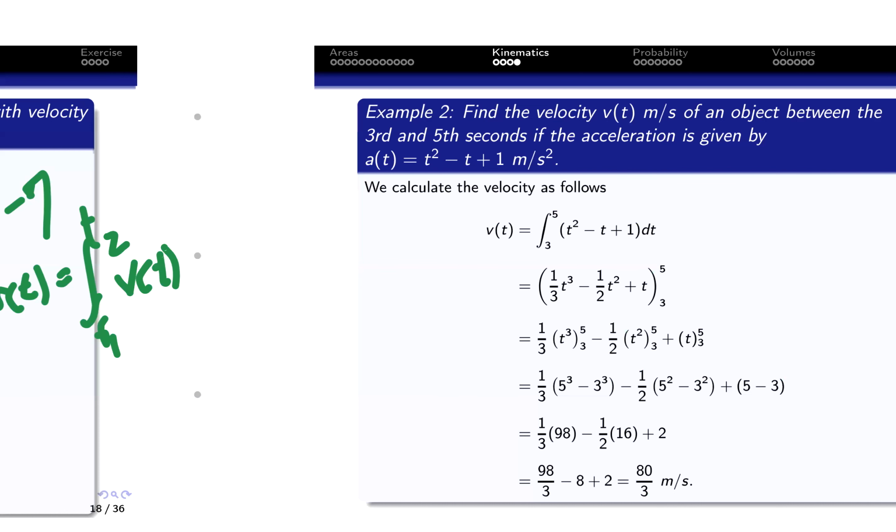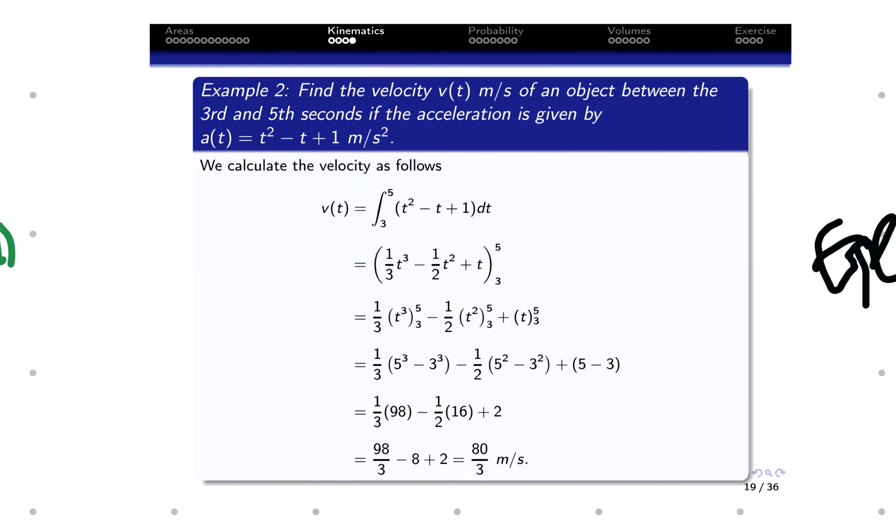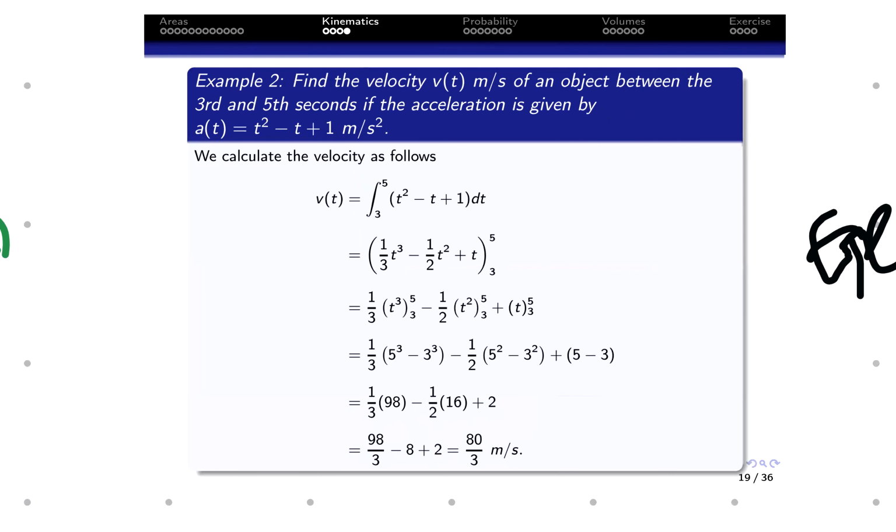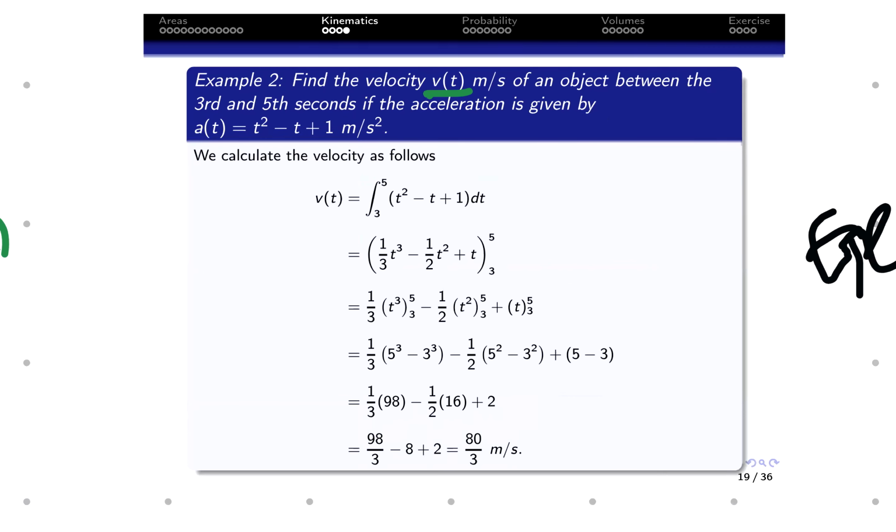So find the velocity v of t, in meter per second, of an object between the third and fifth seconds if the acceleration is given by a of t equals t squared minus t plus 1 meter per squared second. All right. So we calculate the velocity as follows. So we already know we are looking for velocity.